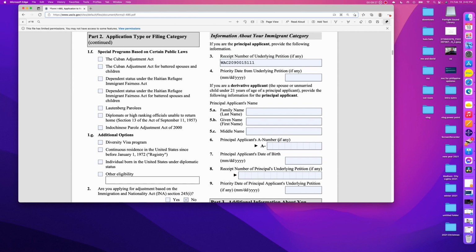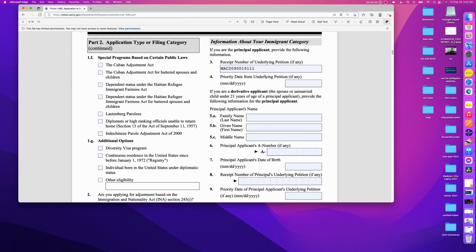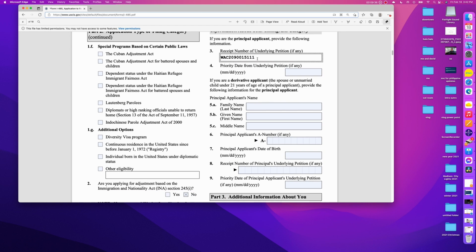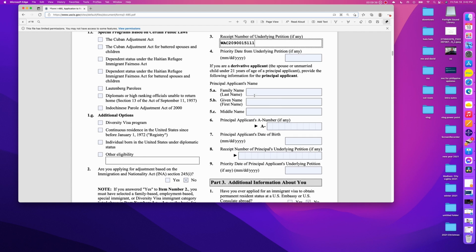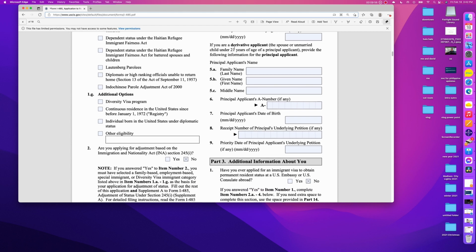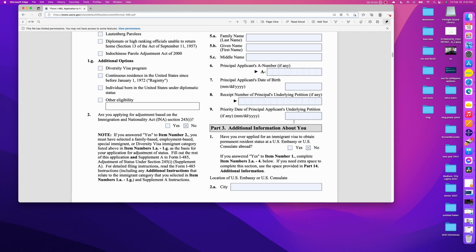Next we have information about your immigrant category, receipt number of the underlying petition. Your receipt number is your WAC number. You can find that in your petition as well. Next, if you have a derivative applicant, spouse or unmarried child under 21 years of age, provide the following information for the principal applicant. So if you have a K2 or other, you put it here.